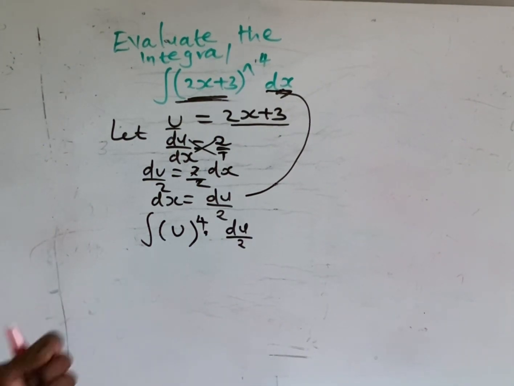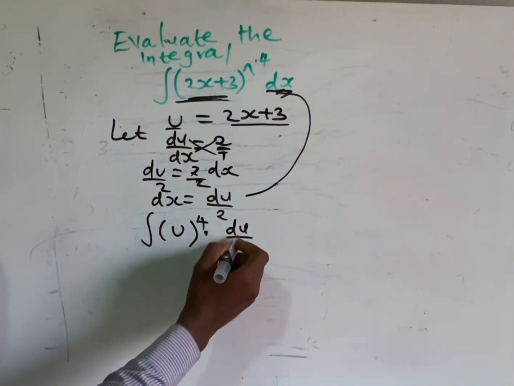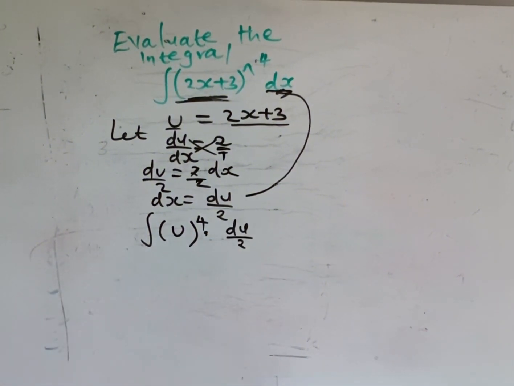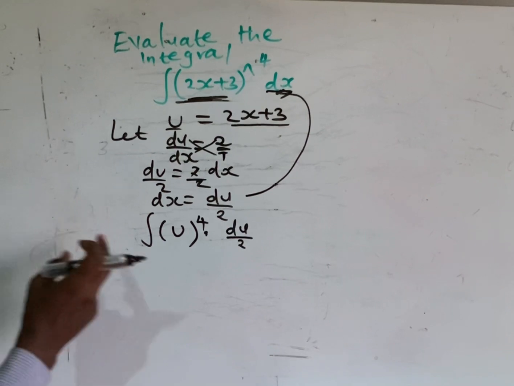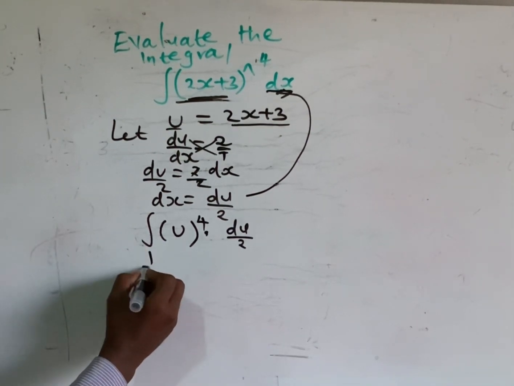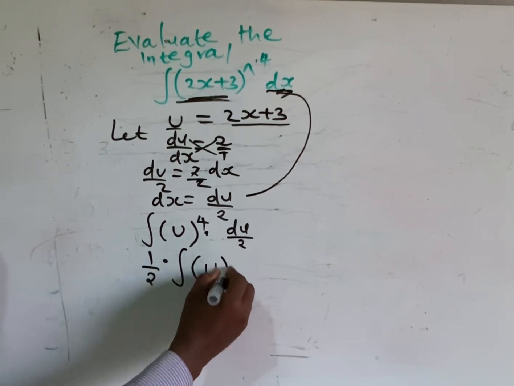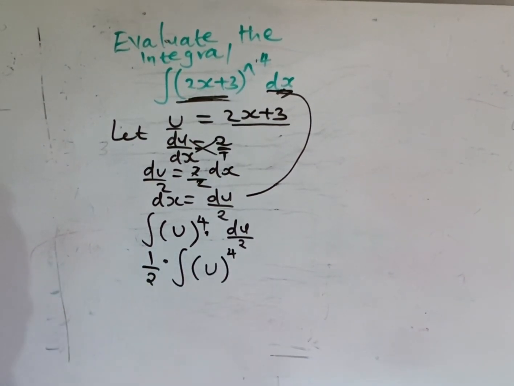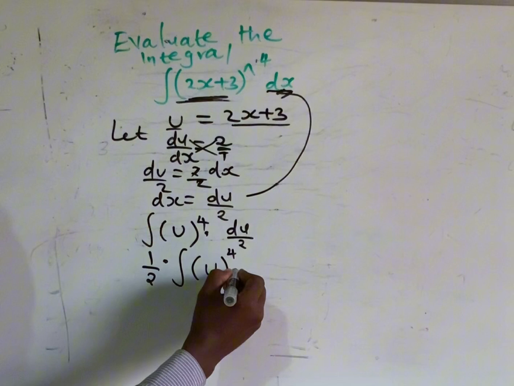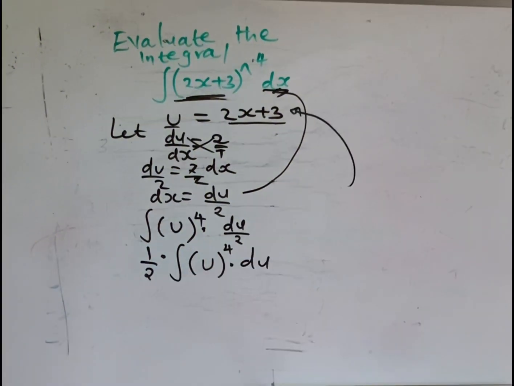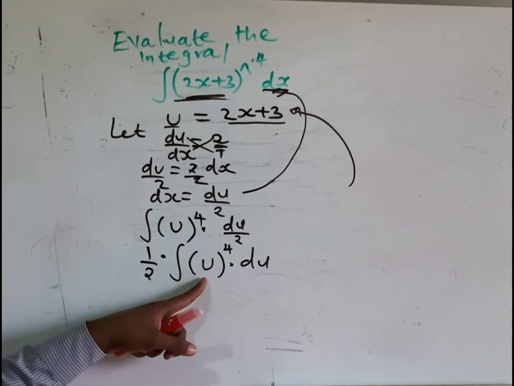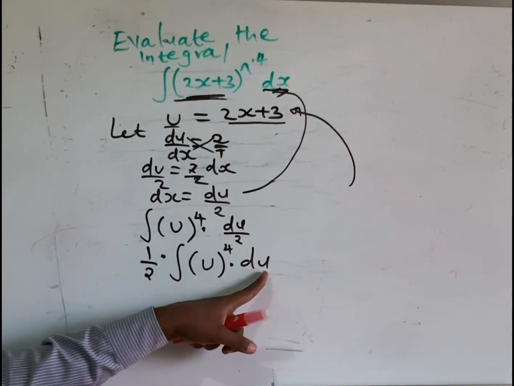Before we proceed with our integration, we're going to do some simplification. du over 2 is the same as a half du. So we factor out a half outside. Therefore, we'll have a half multiplied by the integral of u^4 du. At this juncture, we are integrating the expression u^4 with respect to u.